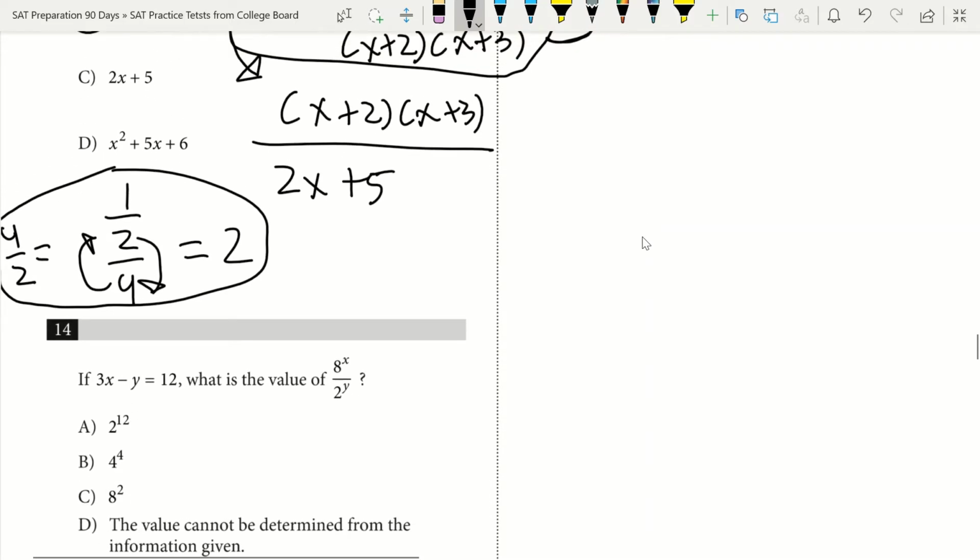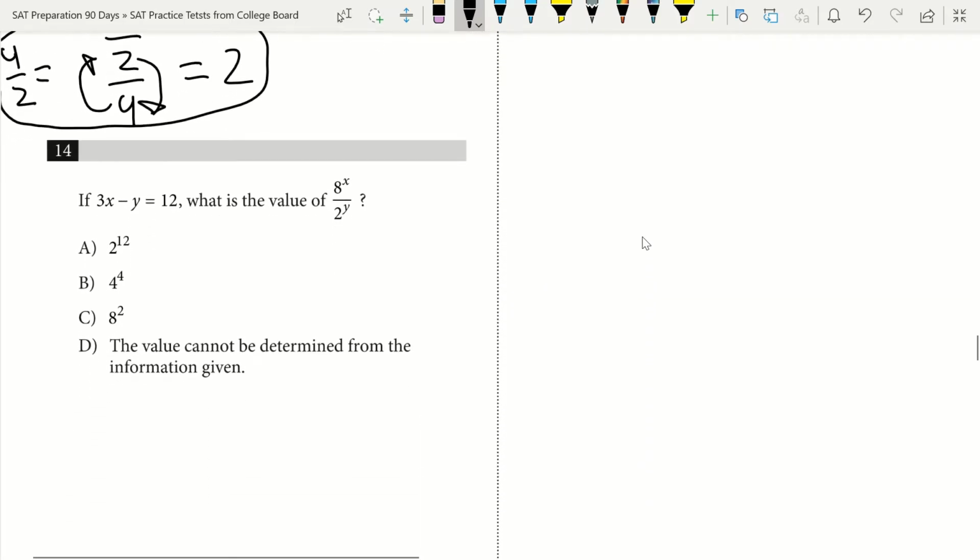All right, question 14. If 3x minus y equals 12, what is the value of 8 to the power of x over 2 to the power of y? So big tip I have here is if we have any sort of exponents, right, raised to the power, and the power is a variable, we want to be looking to get that same base, right? If we can get to the same base, we can get to our answer. So right away, what I'm looking at as well is if 3x minus y equals 12, I'm looking to get my exponents then to be 3x minus y, because I know that that's really what it's trying to get us to do.